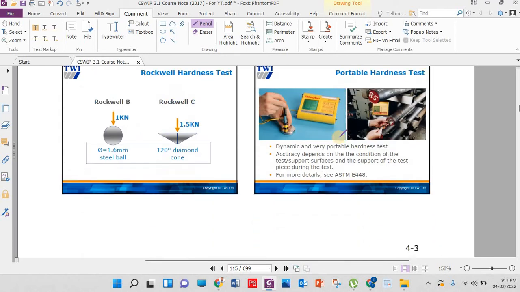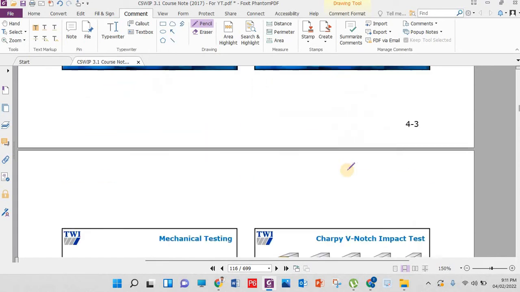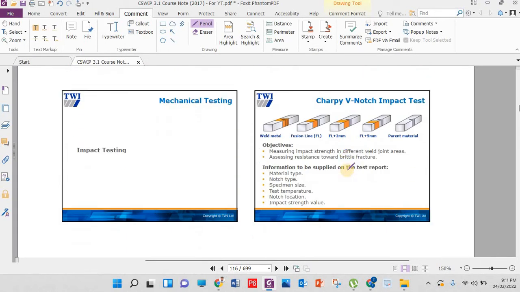Easy, now. This is quite easy, no problem. You don't need to remember anything, just focus on the main things. This is digitally connected directly with the digital screen to measure. This is the hardness, and this is a portable hardness tester. Then we have the impact test.